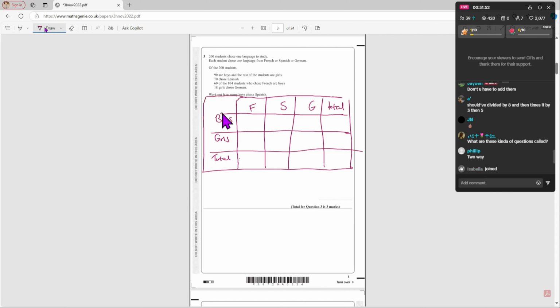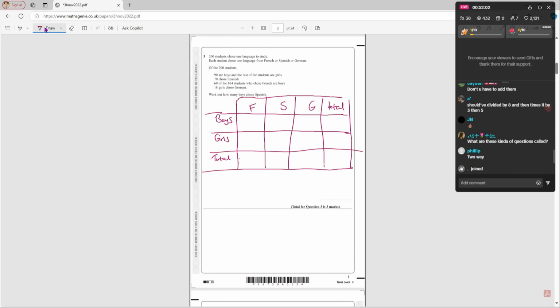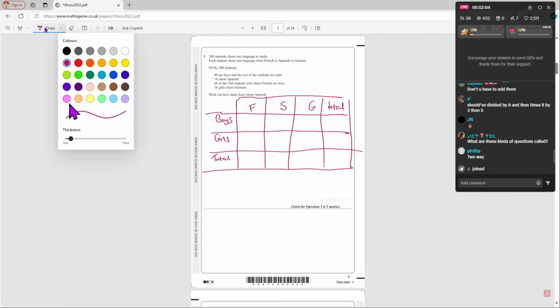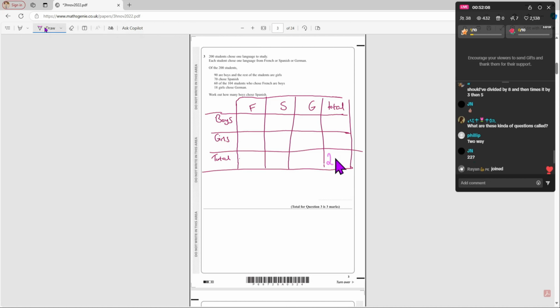So now, once we have done that, what we need to do is fill in our two-way table. We know that there are 200 students in total. Since there are 200 students in total, we're going to put our 200 over here, okay? And once we have done that, that's our total.